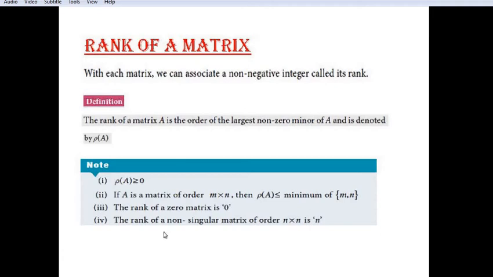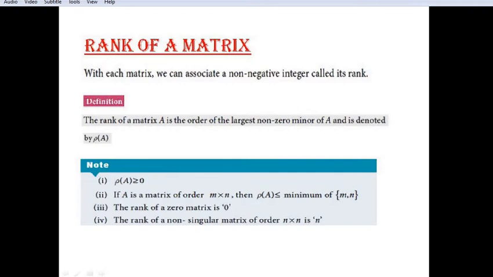And one more thing: the rank of a non-singular matrix of order n by n is n. A non-singular matrix means a matrix whose determinant value is not equal to 0. If an n by n matrix has determinant not equal to 0, then its rank is n. Now we can learn more through some examples.